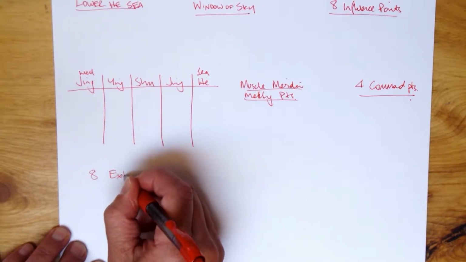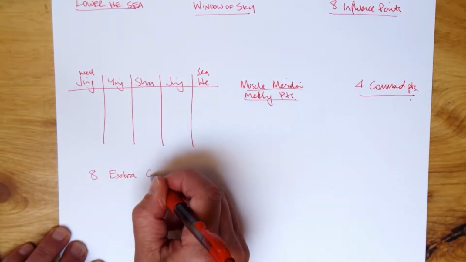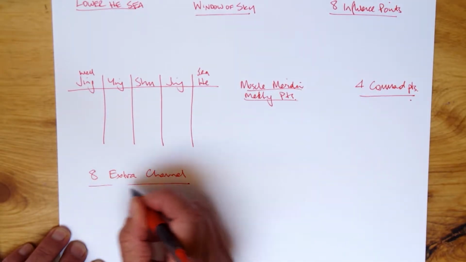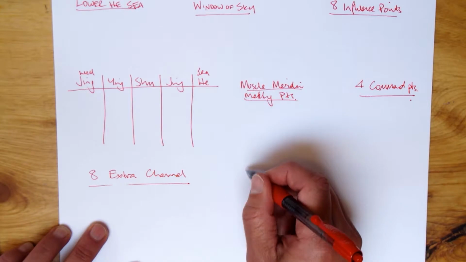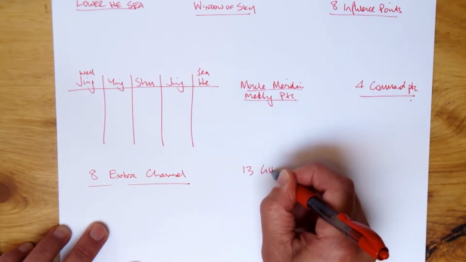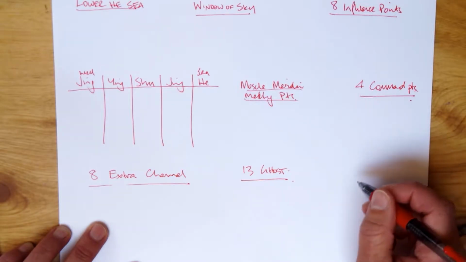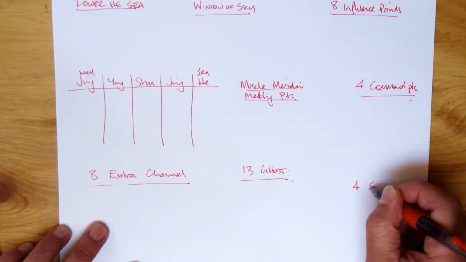You always get questions on this, and it is important to know, particularly these point combinations. They're extremely valuable in clinic, actually. 8 extra channel, 13 ghost points. I didn't know these. I had to remember them all. Okay, 4 C's.